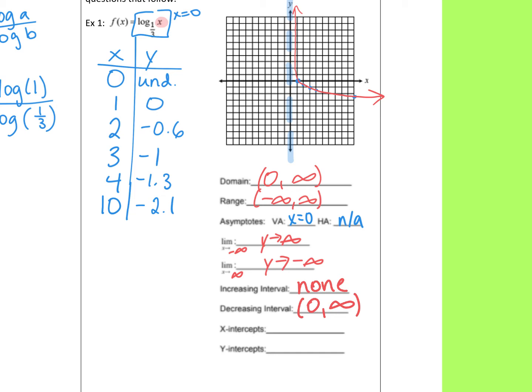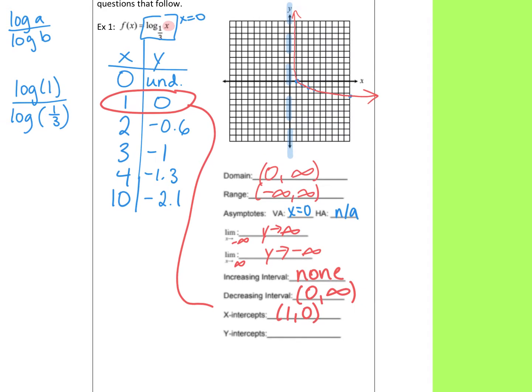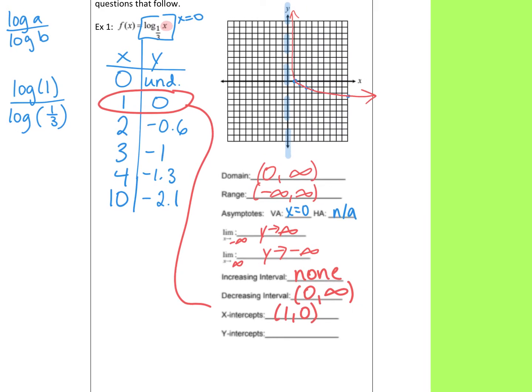X-intercept, do I cross the x-axis? Yep, is it in my table? Looks like it is, right there. 1, 0. And then what about the y-axis? None, right? Because it's the asymptote, so we can't go through that. Don't touch my asymptote. Okay. Questions on this? That's what we're doing today, folks. Okay, it's going to get a little harder, but not much.